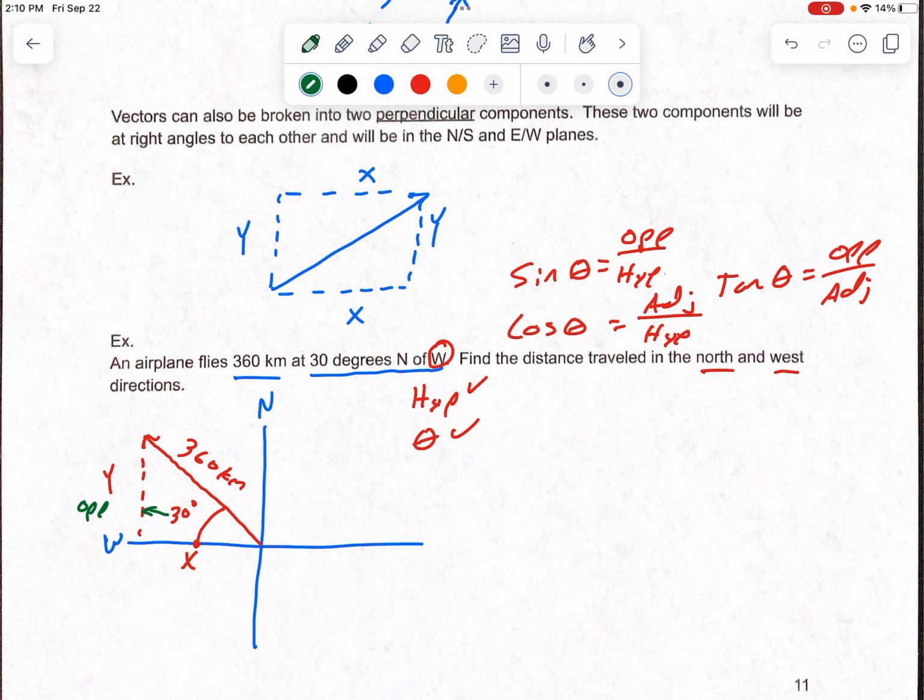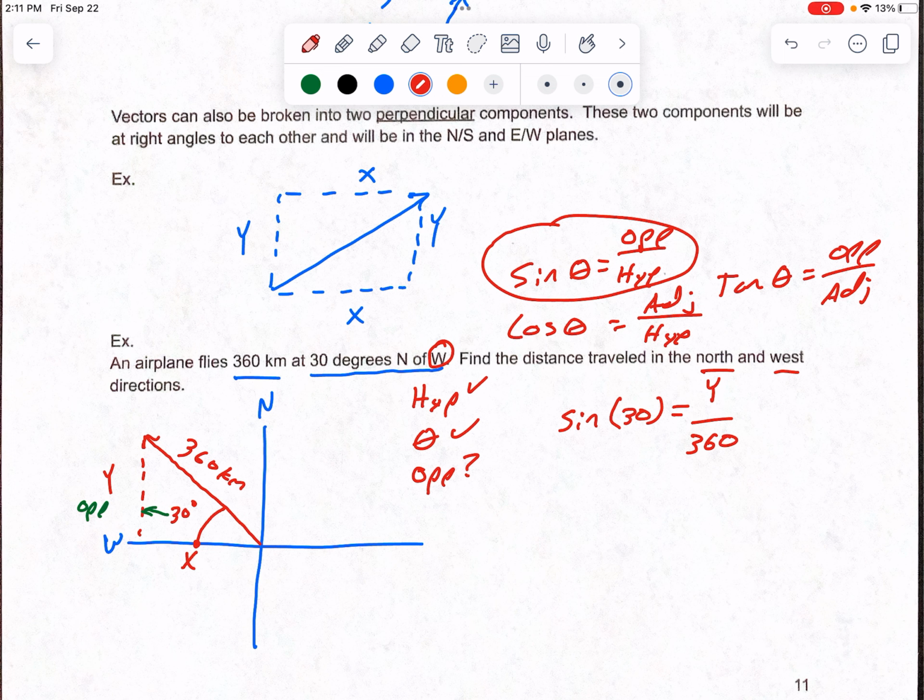If I'm looking for my y, I'm going to look for opposite. I would look at my three trig functions and ask which one has hypotenuse and opposite. Well, that's going to be your sine. So we're going to use that to find our y. So sine of our angle, which would be 30, equals opposite, which I don't know, so I'm going to leave that as y, over your hypotenuse, which is 360.